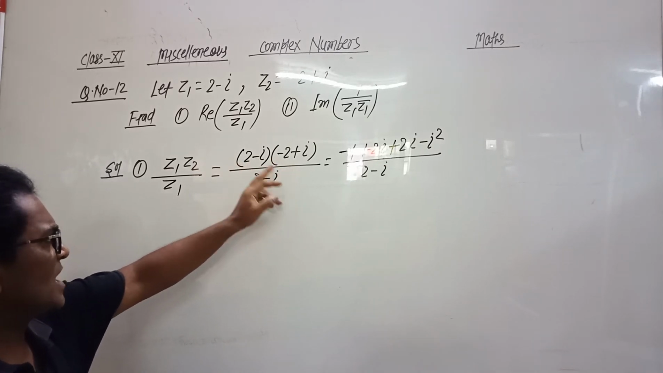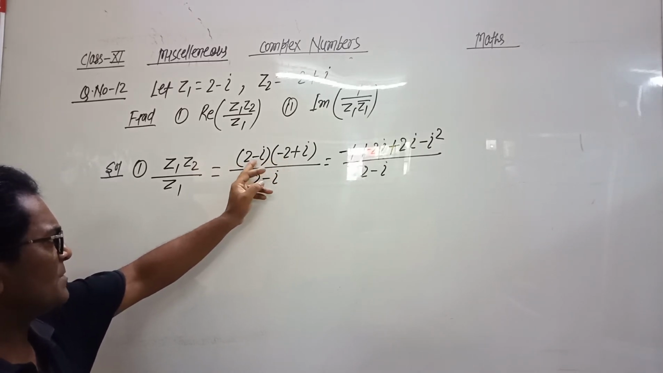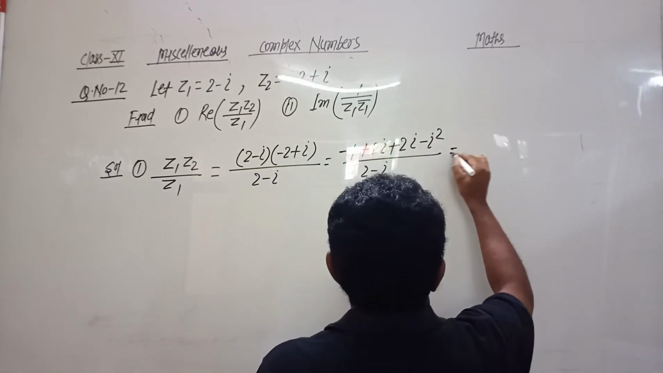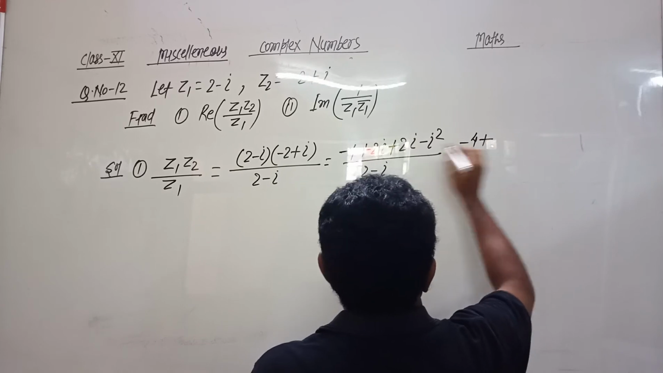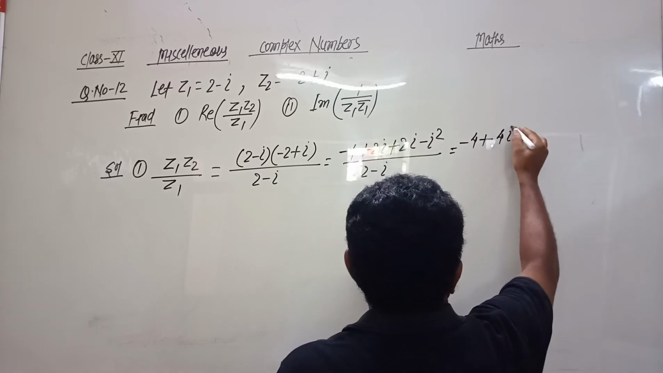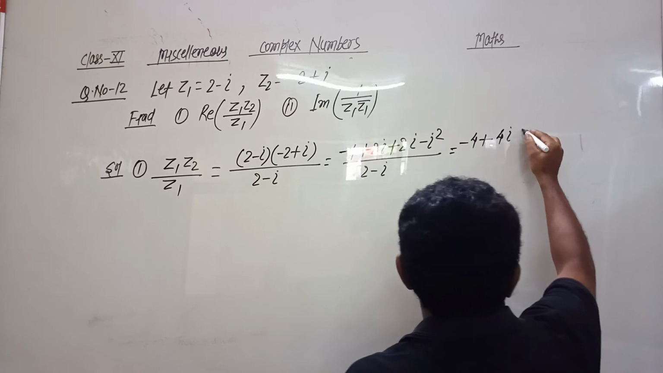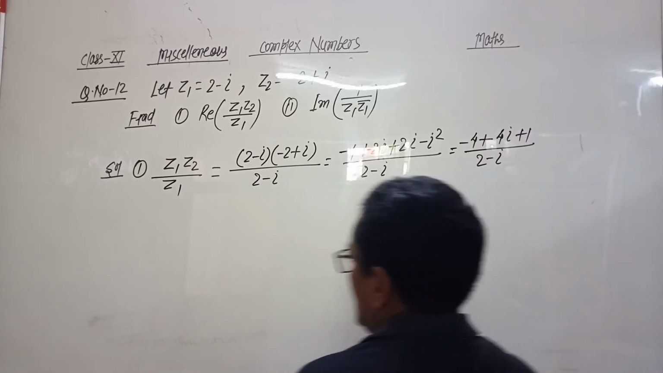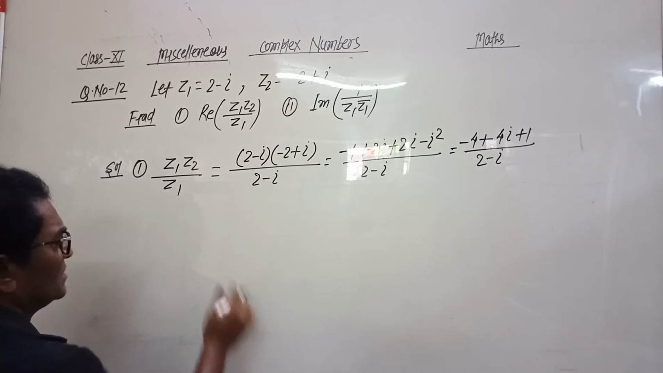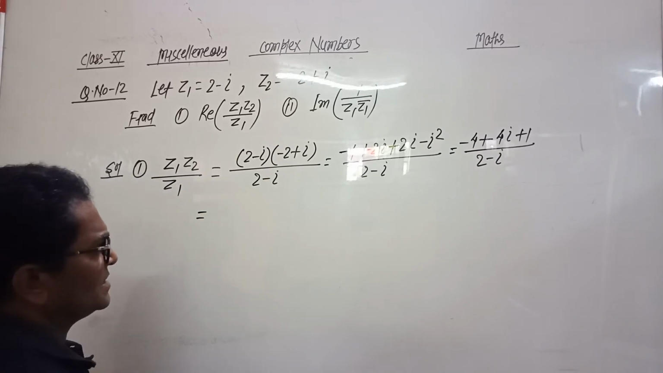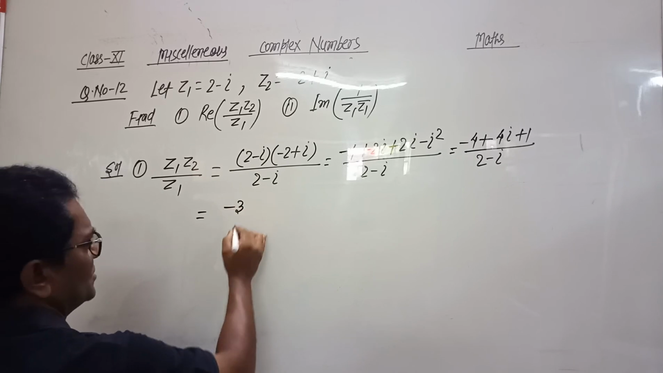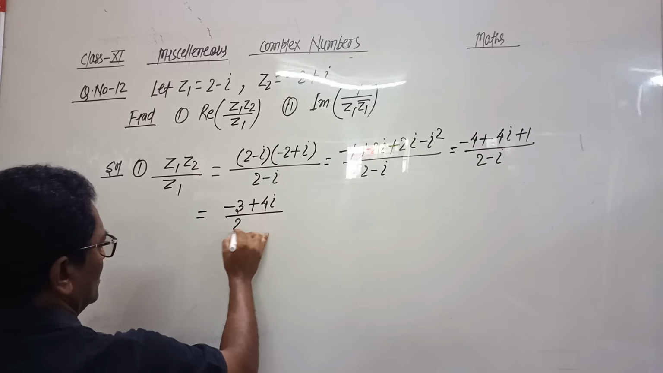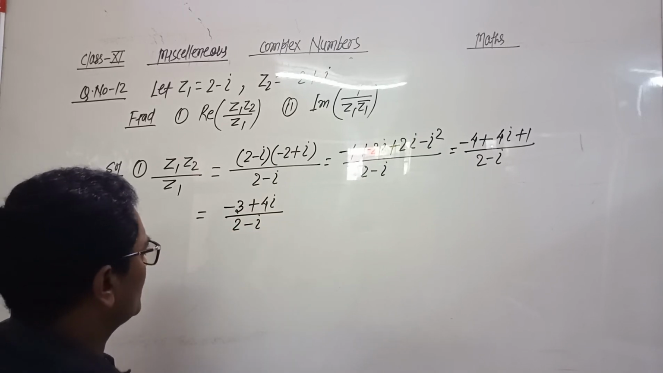Minus 4 plus 2 iota plus 2 iota is 4 iota, and iota square is minus 1, which means plus 1, upon 2 minus iota. Then we get minus 4 plus 1, which is minus 3, and plus 4 iota, upon 2 minus iota.